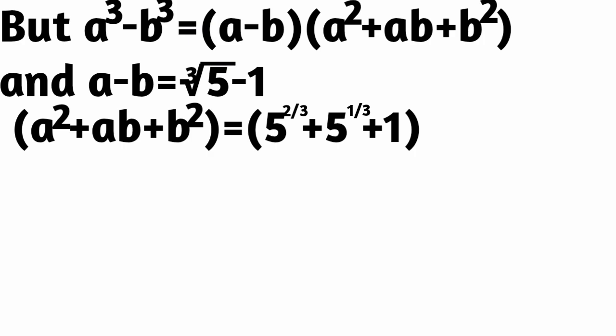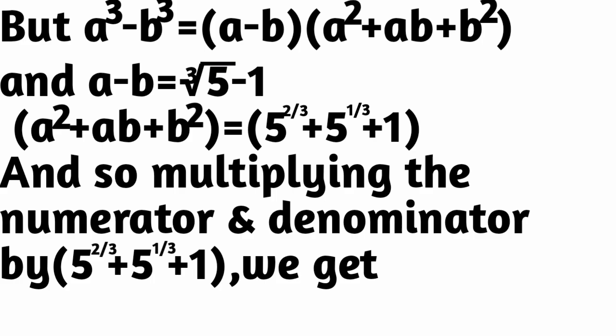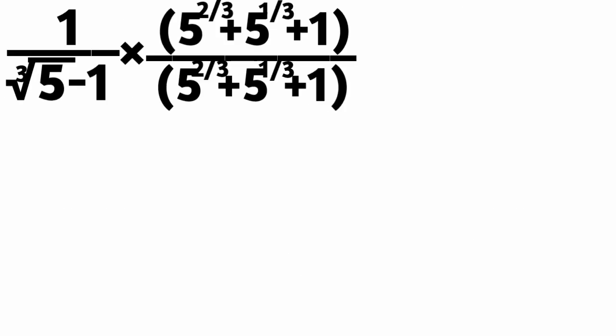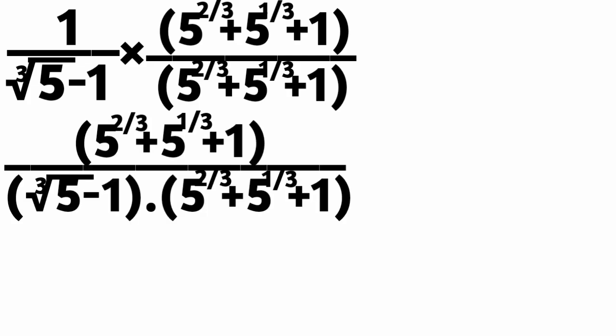Now the next step is to multiply this factor in the numerator and denominator. By doing this we get, as you can see here, when we multiply this factor, that means 5 power 2 by 3 plus 5 power 1 by 3 plus 1, to the numerator and denominator, we get the following result, in which the numerator will be equal to 5 power 2 by 3 plus 5 power 1 by 3 plus 1, divided by (cube root of 5 minus 1) into (5 power 2 by 3 plus 5 power 1 by 3 plus 1).